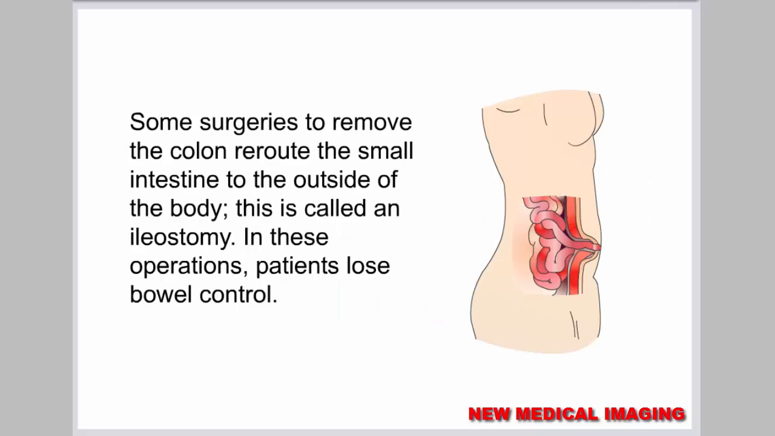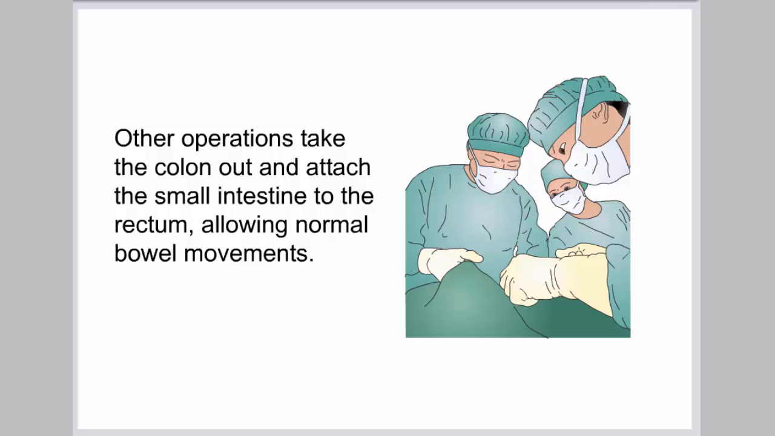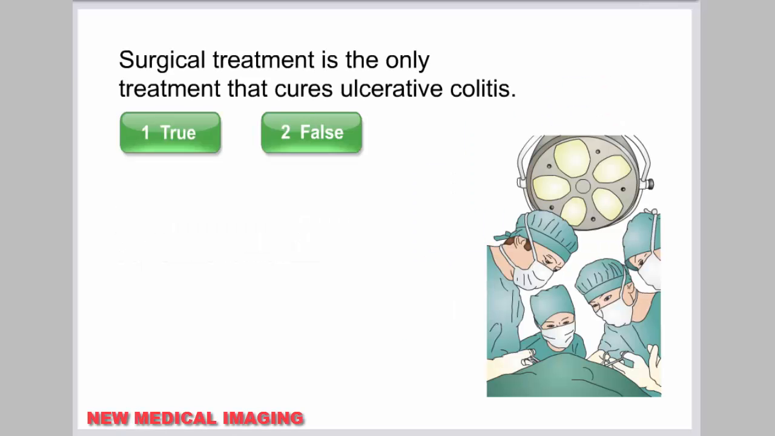Some surgeries to remove the colon reroute the small intestines to the outside of the body. This is called an ileostomy. In these operations, patients lose bowel control. Other operations take the colon out and attach the small intestine to the rectum, allowing normal bowel movements. Surgical treatment is the only treatment that cures ulcerative colitis.